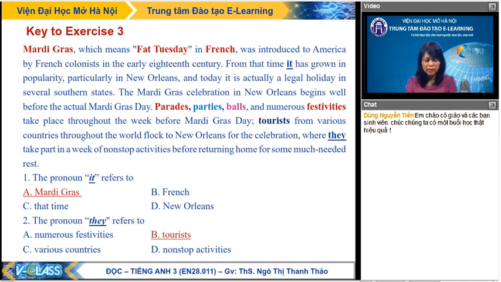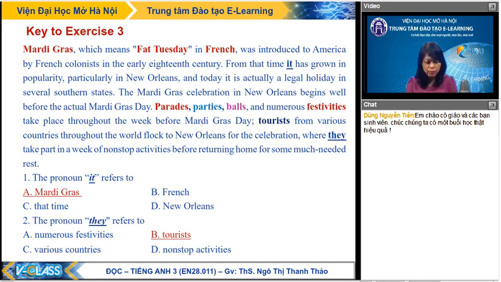Mardi Gras, that time, French, New Orleans. So you see that from the tips here, we have to look for the location of the pronoun first. So here it is, it, right? And then we have to look for the noun that stands before this pronoun.